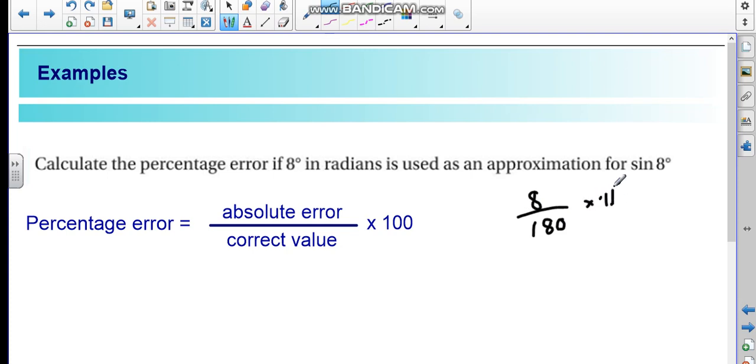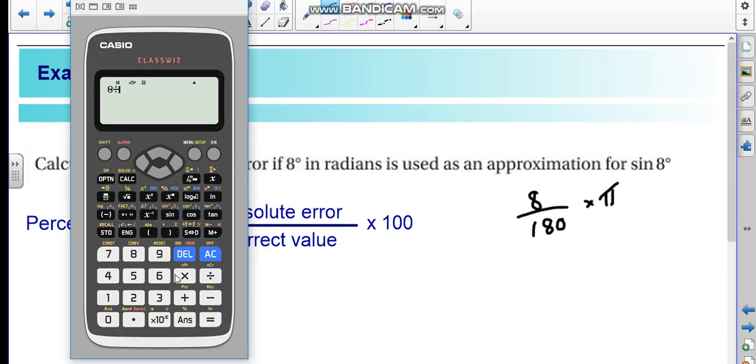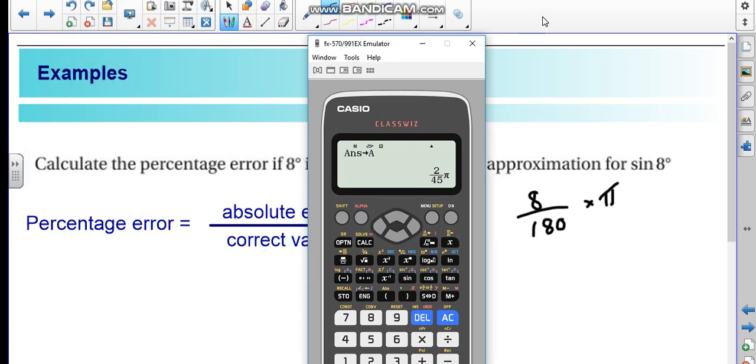Okay, so I'm going to do that on a calculator. 8 divided by 180, multiplied by pi, gives me 2 over 45 pi. Now I'm going to store that into memory A. Okay, so that's there. And I've got to work out percentage error.